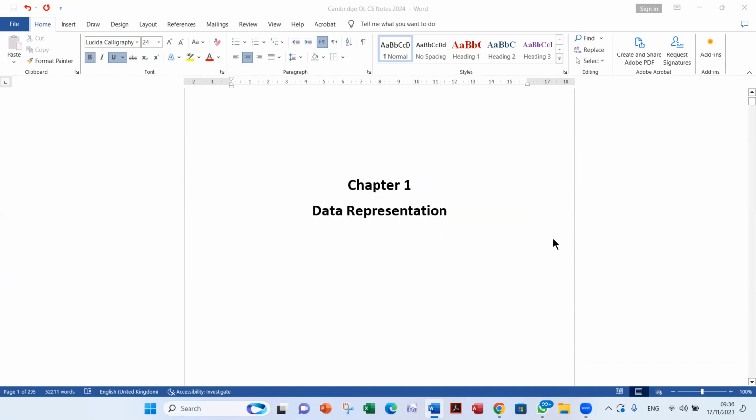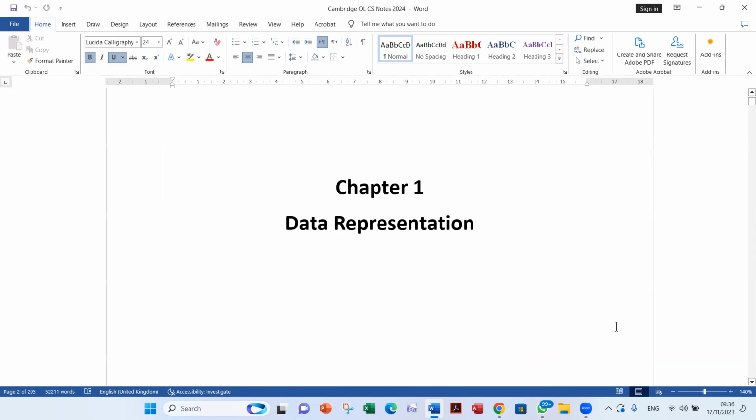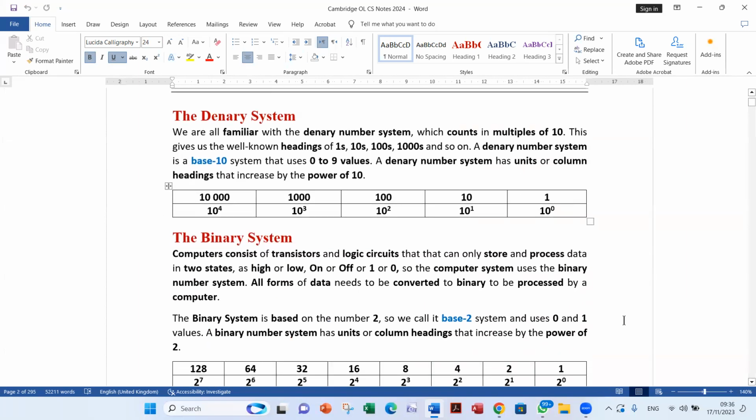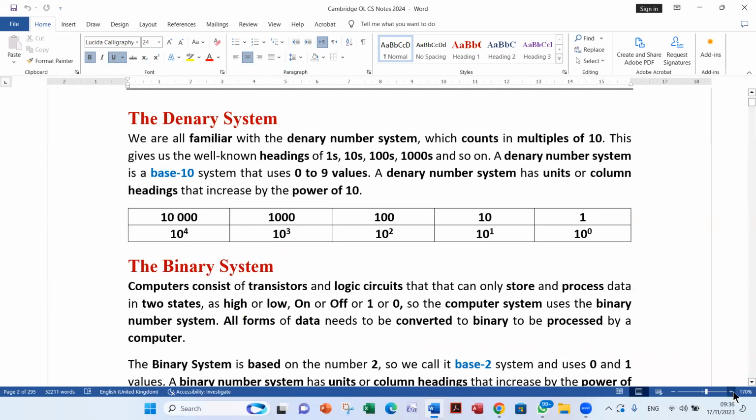Okay, so let us start with chapter 1, data representation. You should know that the computer only deals with ones and zeros. We will be talking about this now. So let us start the story from the very beginning. This is something called the denary system, and these are the numbers that we deal with. We are all familiar with the denary number system.